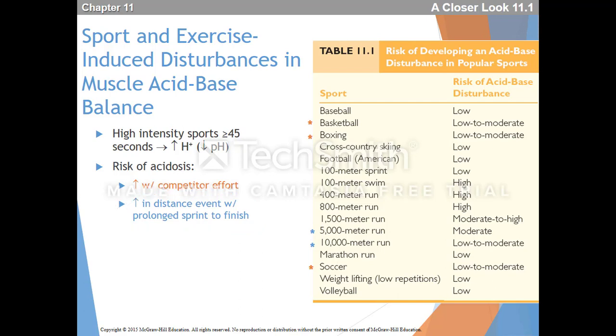So if you look at this slide, the activities that are marked with an orangish star are activities that are going to be affected by competitor effort in terms of the risk of inducing acidosis, and the activities that are marked with a blue star are activities where we tend to see a more prolonged sprint to the finish that could lead to an increased risk of acidosis.